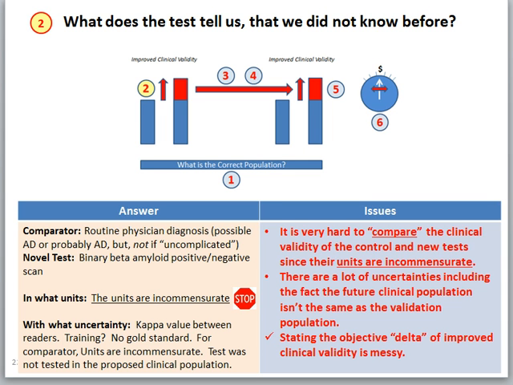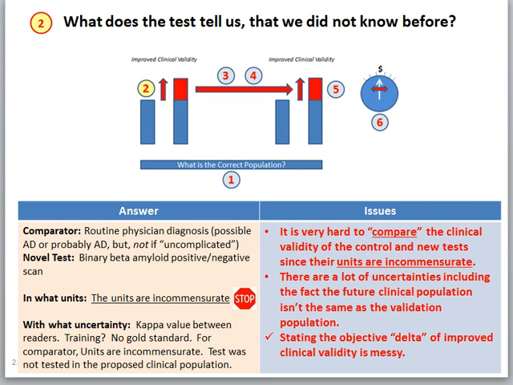For the comparator, the units are incommensurate. I just belabored that. And the test was not tested in the proposed clinical population. So the issue is it's very hard to compare the clinical validity of the control test, the physician diagnosis, and the new test since the units are incommensurate.